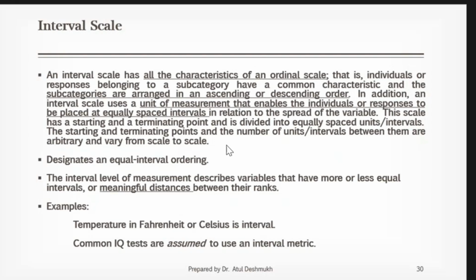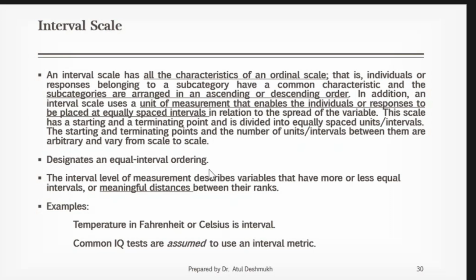The starting and terminating points and the number of unit intervals between them are arbitrary. So I explained this to you. The starting point is arbitrary. All these points are arbitrary points, okay? And they vary from scale to scale. So there is no possibility of any kind of mathematical calculation on these arbitrary or imaginary points, because it's imaginary. It is not actual. Okay. So these are just imaginary points.